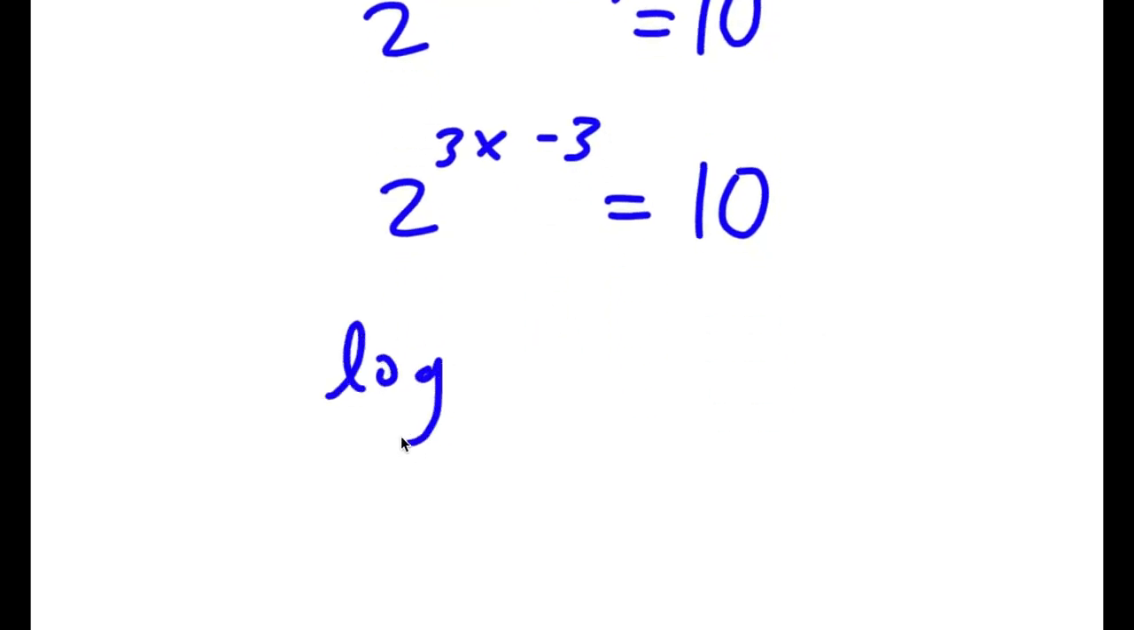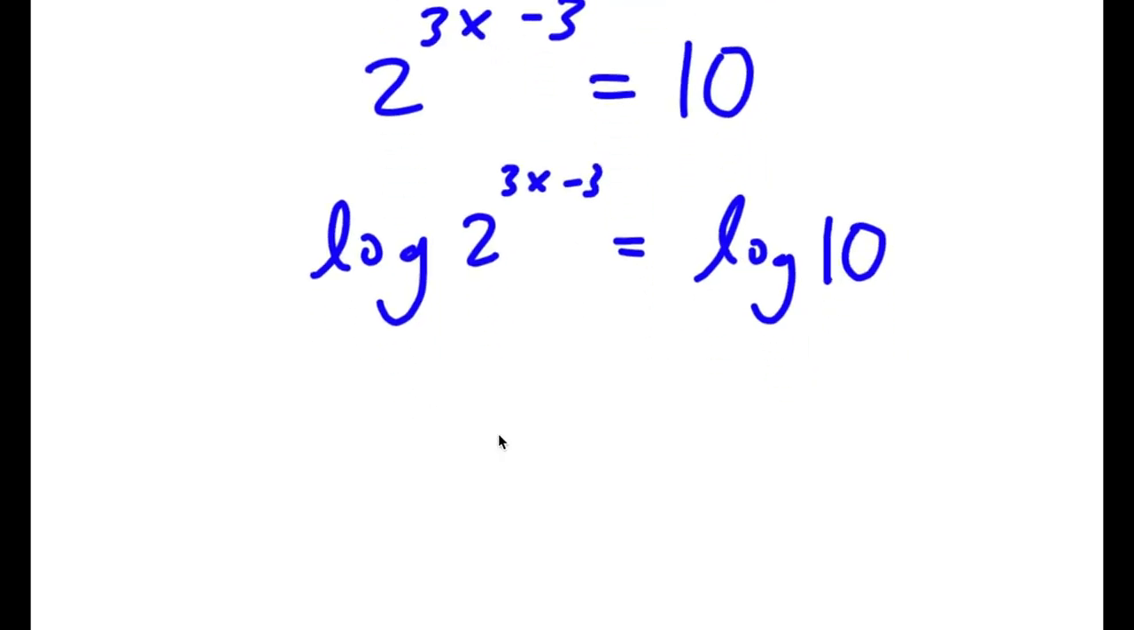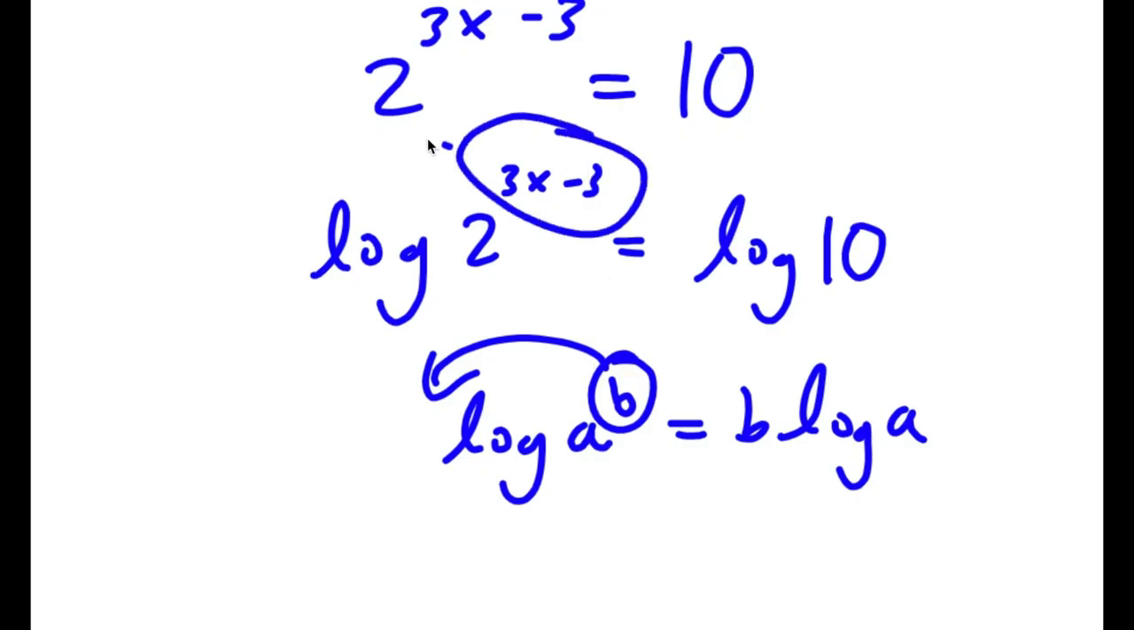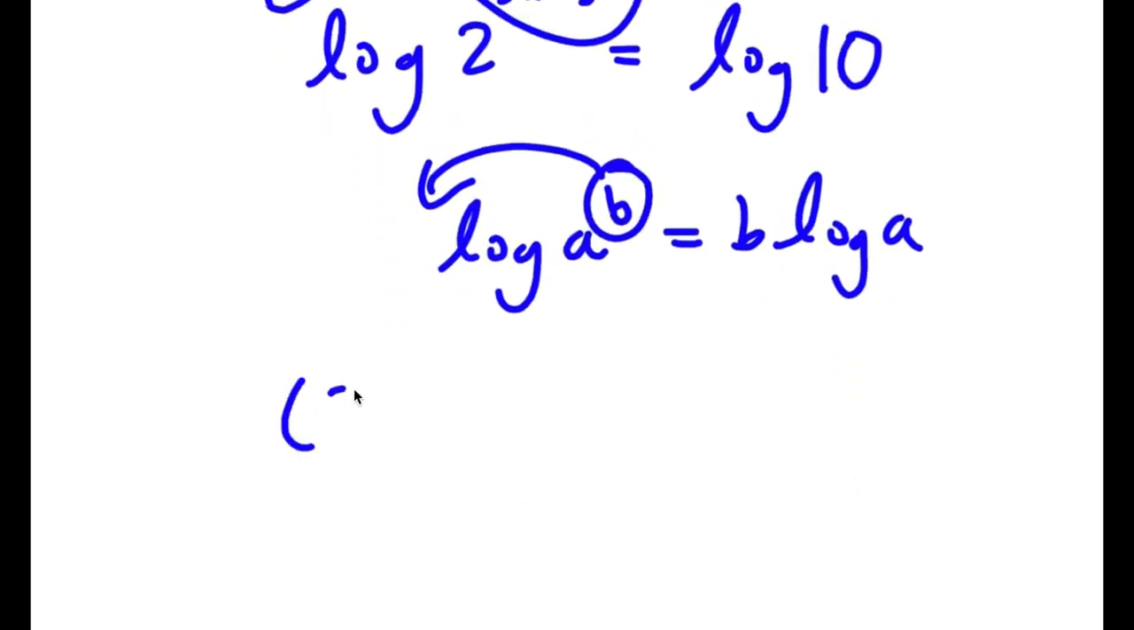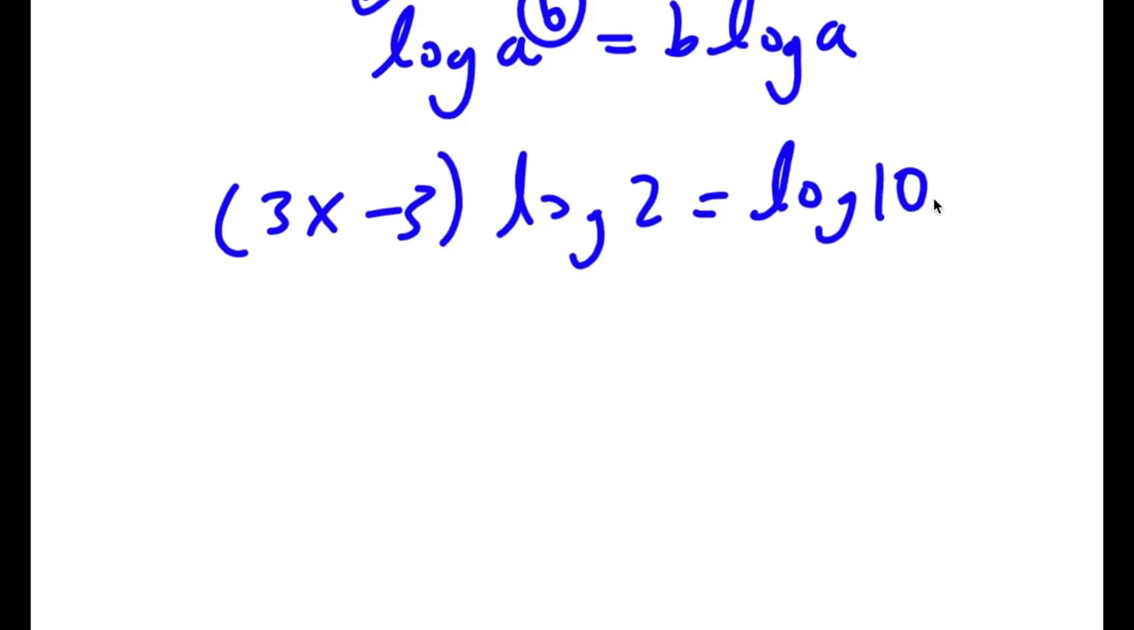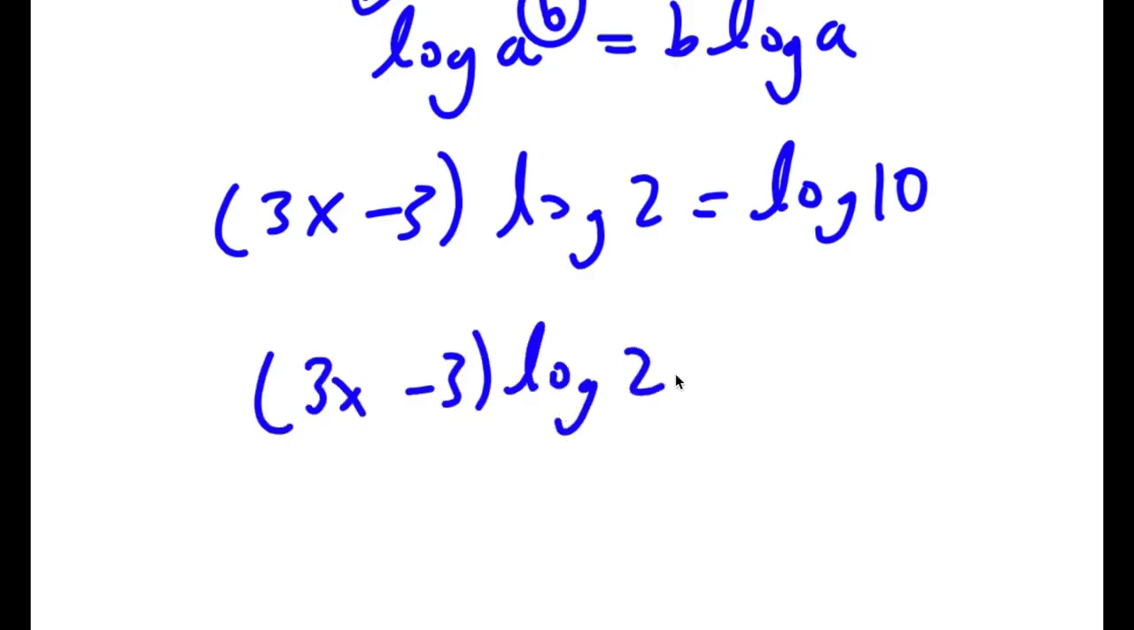Now I'm going to take the log on both sides, so I'll get log of 2 to the power of 3x minus 3 is equal to log of 10. And if I have something in the form log a to the power of b, I can move this exponent b to the front, so this can equal b times log a. So in this case, b is 3x minus 3, so if I move this to the front, I get 3x minus 3 times log 2 is equal to log 10. Now, log 10, that's actually equal to 1. So now I have 3x minus 3 times log 2 is equal to 1.